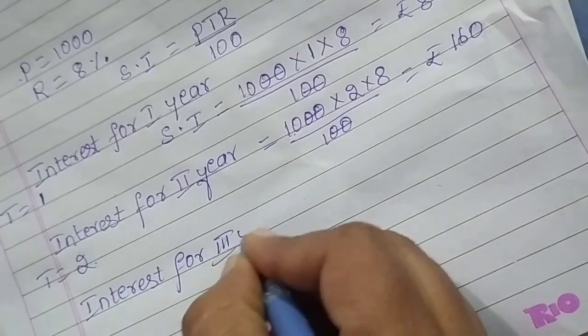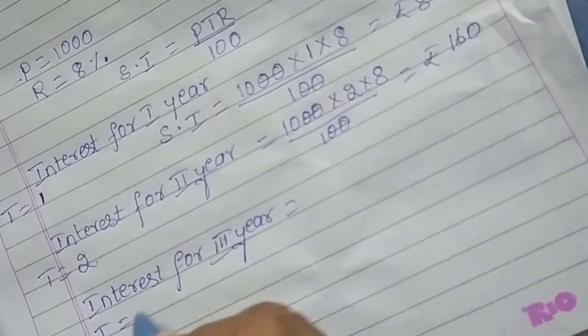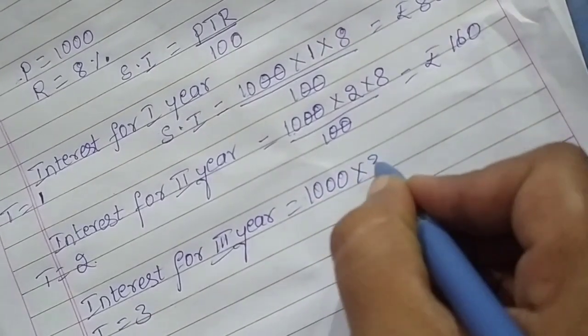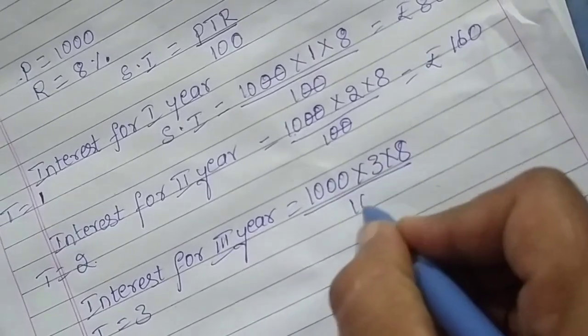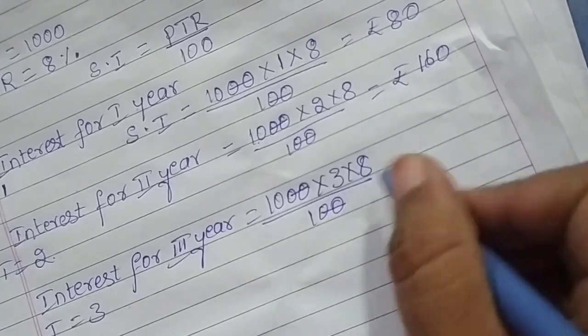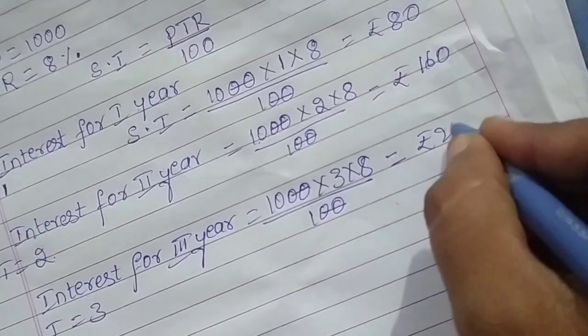Like this, interest for the third year. Time is 3 here. 1000 into 3 into 8 divided by 100. The zeros cancel. 8 threes are 24, into 10 is 240 rupees.